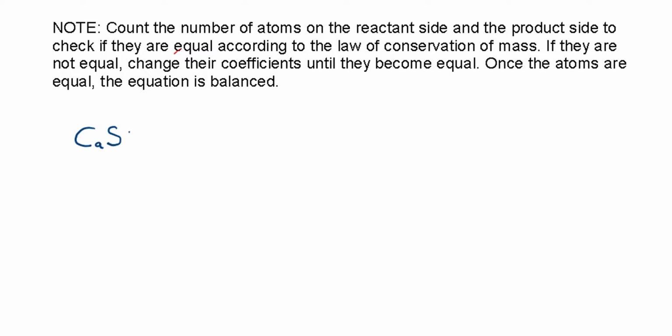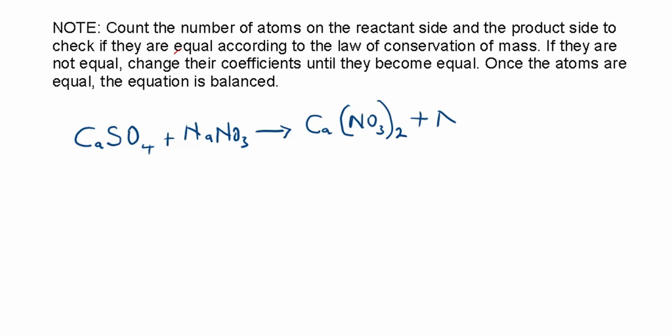CaSO4 plus NaNO3. When they react, we have this product: Ca(NO3)2 plus Na2SO4.